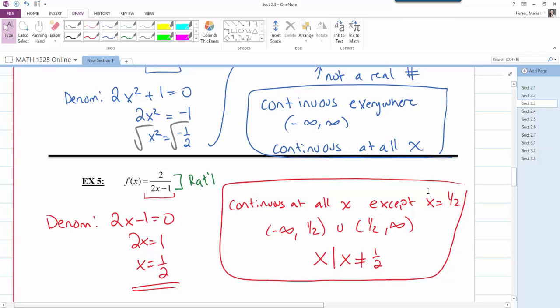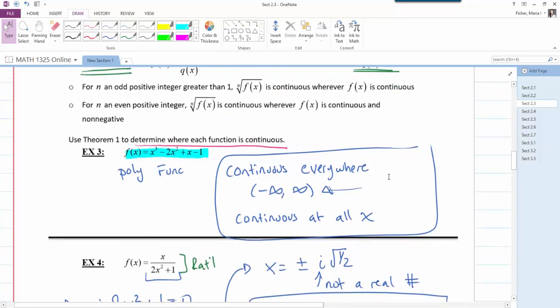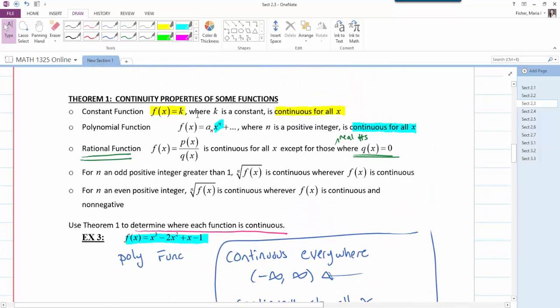All right, let's look at the other two that we skipped and figure out how to find continuity using theorem 1 for that, and then we'll continue on to example 6. So we know that constant functions are continuous everywhere. Polynomial functions are continuous everywhere. Rational functions are continuous at all x except for those where the denominator is equal to 0.